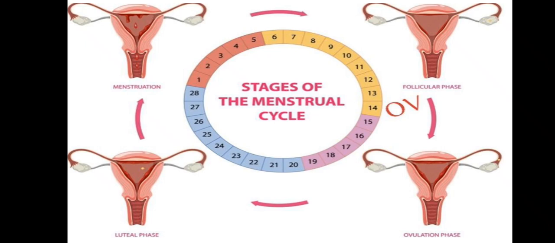But if you ask yourself, at day 14, where is that particular ovum or oocyte that this particular female is releasing? Where is it coming from? It's because before day 14, there was a follicular phase bringing about development and maturation of this ovum, such that at day 14 it's going to be ovulated. So from day 1 up to day 14, there is just the follicular phase, bringing about development, maturation, and then at day 14, ovulation.